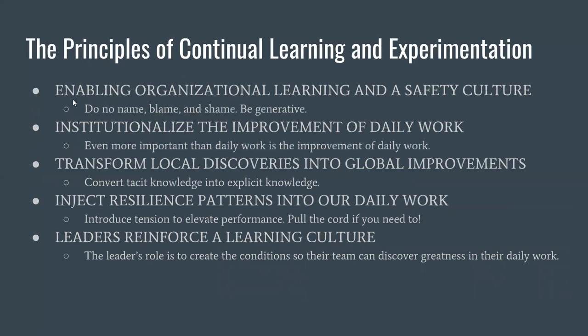So to be able to do that, we want to enable organizational learning and a safety culture. We do not name, blame, and shame. That's not going to solve any problems. What we want to do is have a generative area in which people can work, where we don't name people for their problems, we don't blame them for the things they do, and we don't make them feel bad for causing a problem. What we want to do is make them feel safe and give them an environment of education where they can learn. So we want to institutionalize the improvement of daily work.